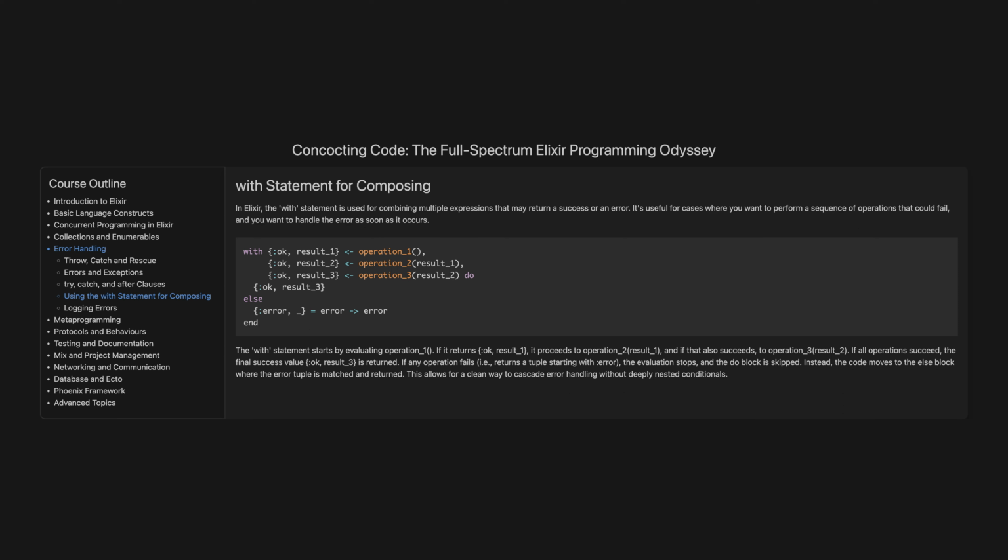The with statement starts by evaluating operation 1. If it returns OK result 1, it proceeds to operation 2 result 1, and if that also succeeds, to operation 3 result 2. If all operations succeed, the final success value OK result 3 is returned. If any operation fails, i.e. returns a tuple starting with error, the evaluation stops and the do block is skipped. Instead, the code moves to the else block where the error tuple is matched and returned. This allows for a clean way to cascade error handling without deeply nested conditionals.